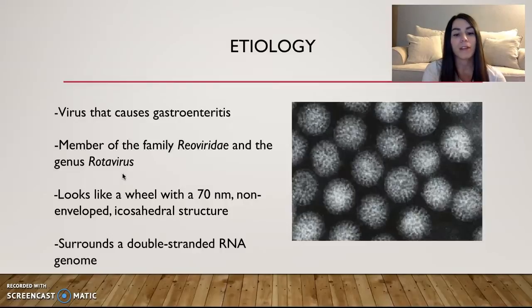Rotavirus is a member of the family Reoviridae and the genus Rotavirus. Under an electron microscope, the virus looks like a wheel with a 70 nanometer non-enveloped icosahedral, or 20-sided, structure. This is how rotavirus received its name. Rota comes from the Latin word wheel. This structure surrounds a double-stranded RNA genome that is enclosed in a triple-layered capsid.